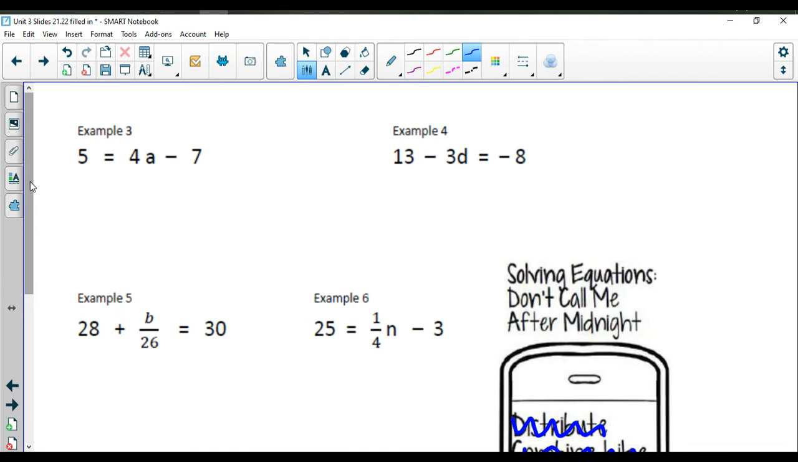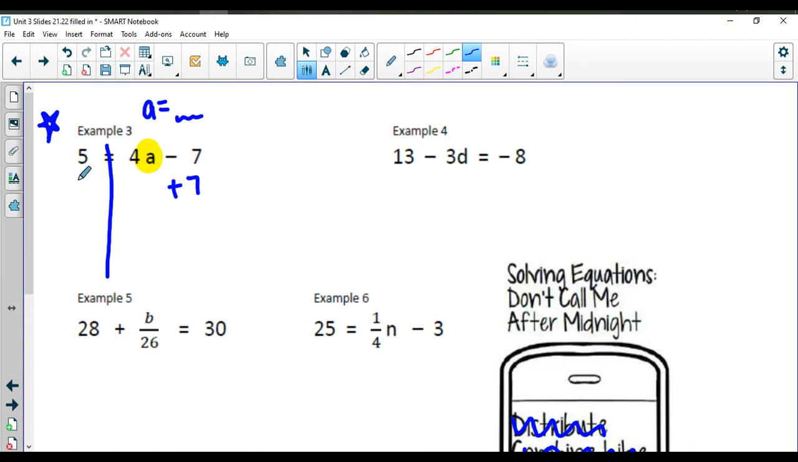Take a look at example number 3. This one's not complicated other than the fact that the equal sign is on the other side. So we're still going to follow the same steps. We're going to get this A, and we're going to try and undo addition and subtraction first. So I'm going to have you solve this one, undo addition and subtraction, then undo multiplication and division. You're going to type your answer in as A equals, and then whatever number you get.